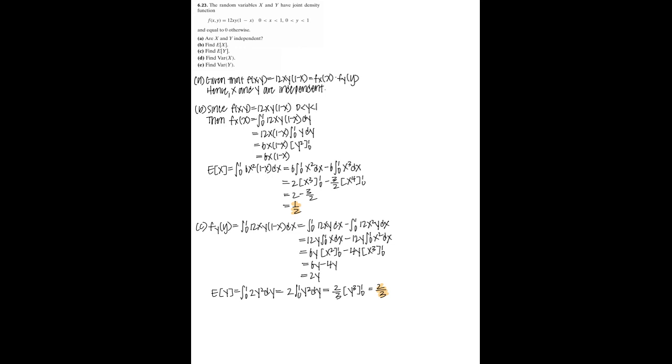And then E asked us to find the variance of y. So the variance of y is the expected value of y squared minus E of y, squared. So E of y squared is the integral from 0 to 1 of 2y to the third dy, which gives us 1/2. And E of y, squared, is 2/3 squared, which equals 4/9. So the variance of y is 1/2 minus 4/9, which is 1/18.